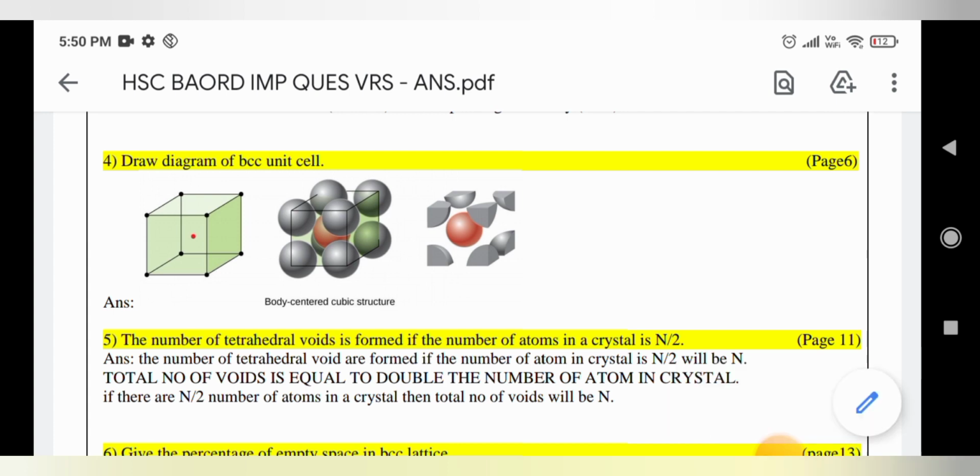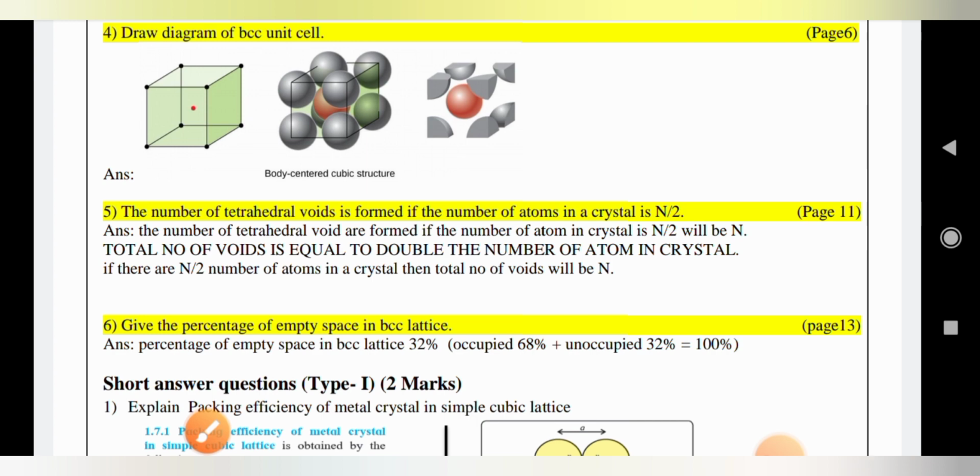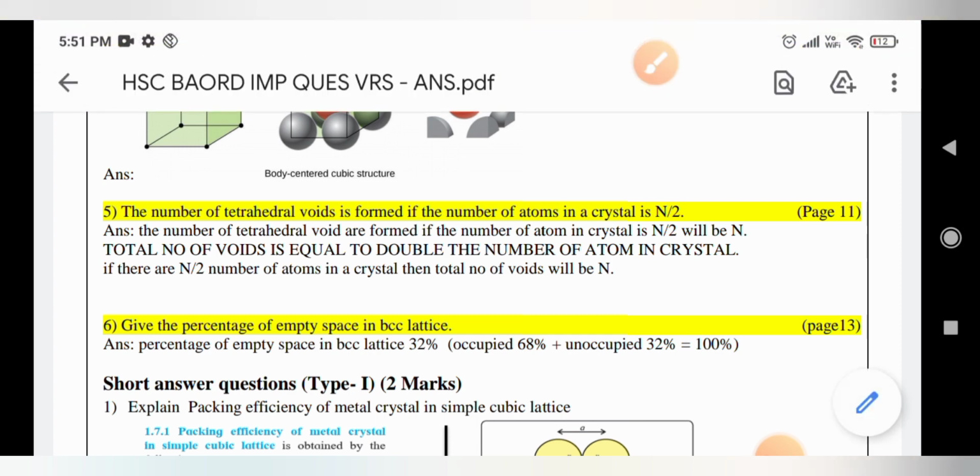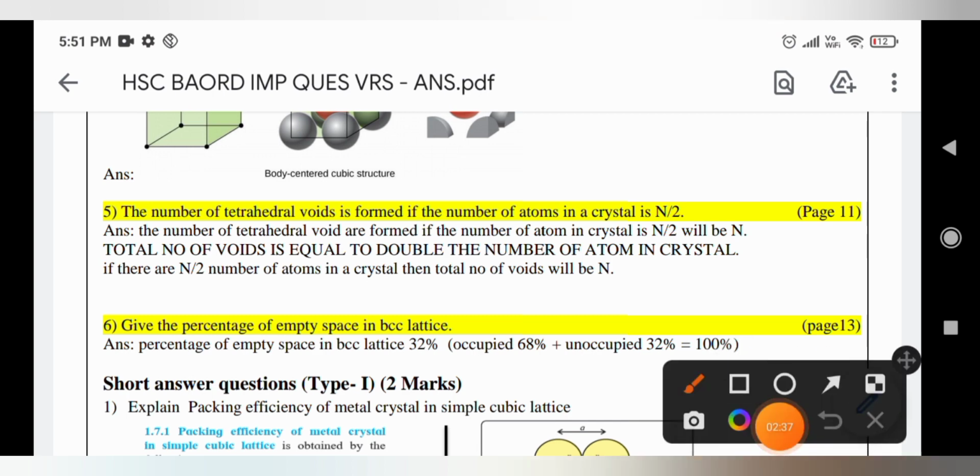Next, the number of tetrahedral voids formed if the number of atoms in a crystal is N. For tetrahedral voids, the formula is: the number of tetrahedral voids is equal to double the number of atoms in a crystal. So if the number of atoms is N, the number of tetrahedral voids will be 2N.